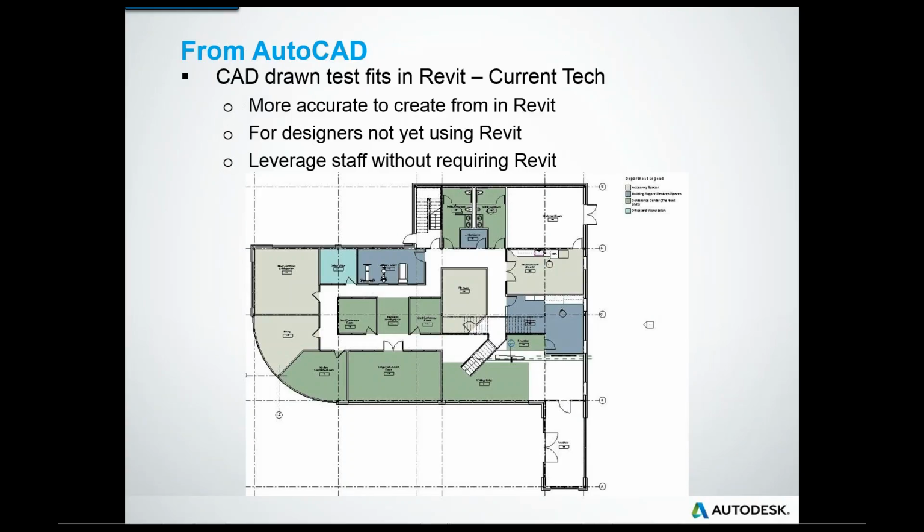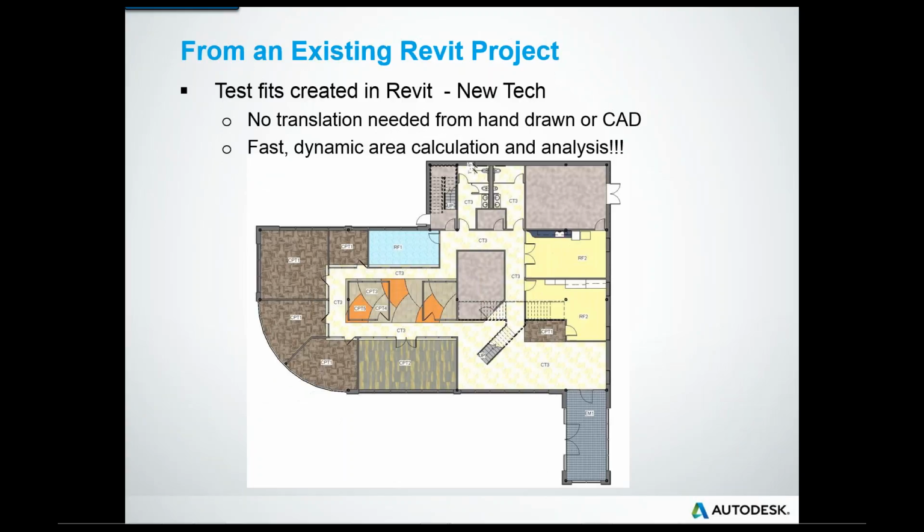This is kind of a recap of basically different ways in which we can use or reuse projects. And if we start with a Revit project, we can do what's called test fits. These test fits include area information as well as renderings. So you have a dynamic area calculation.